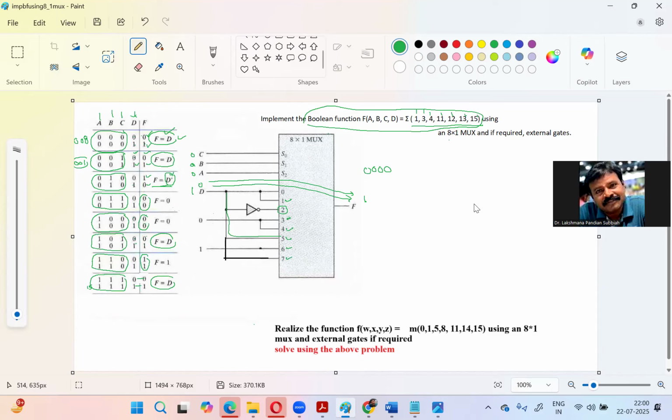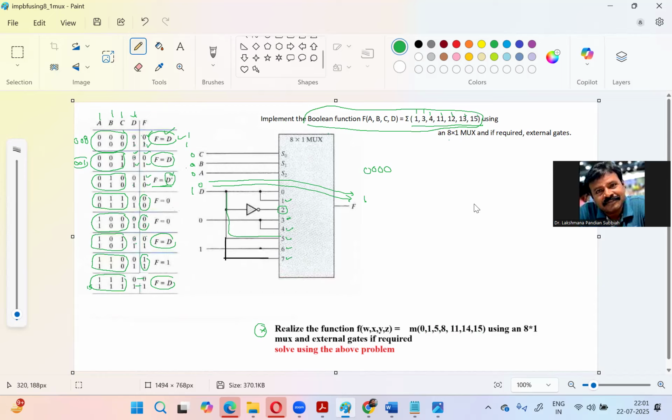Next, the same method. Another question in that examination asks: realize the function, sum of minterms 0, 1, 5, 8, 11, 14, and 15. Now let us see how to do this. As before, the F value is changing here: for 0 it is 1, and for 1 it is also 1.